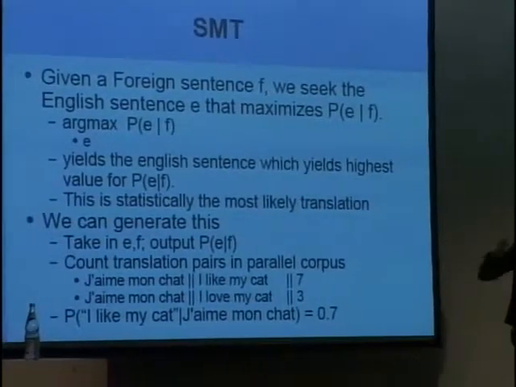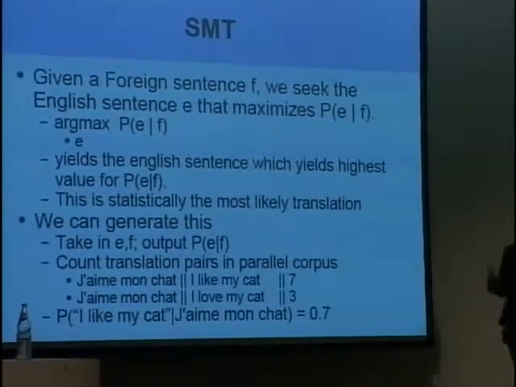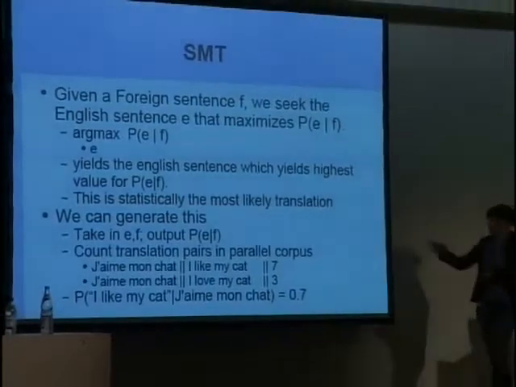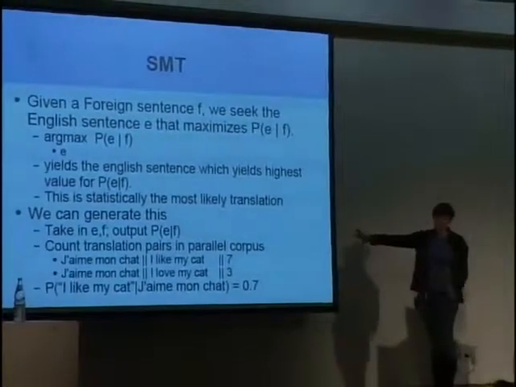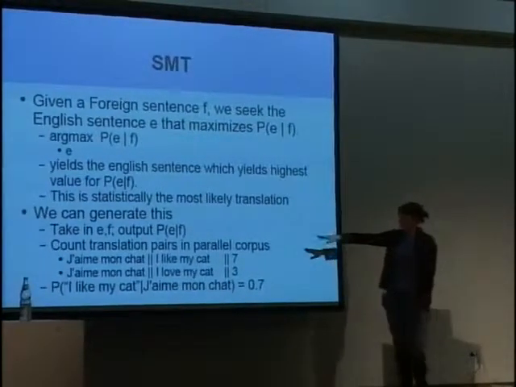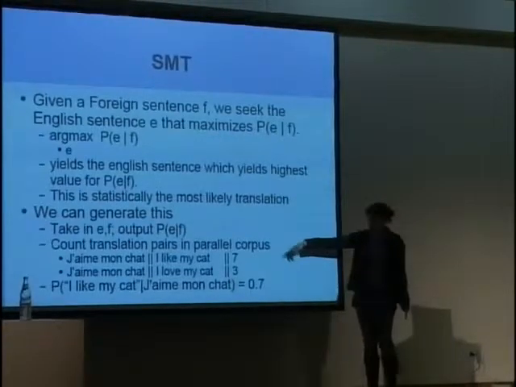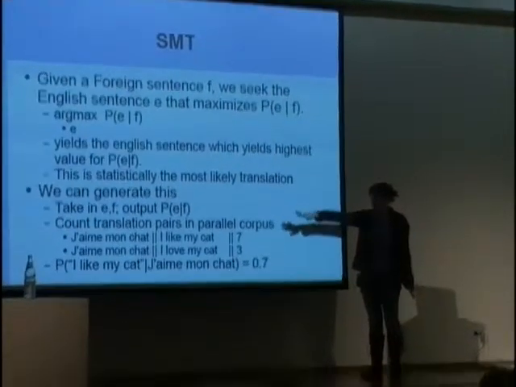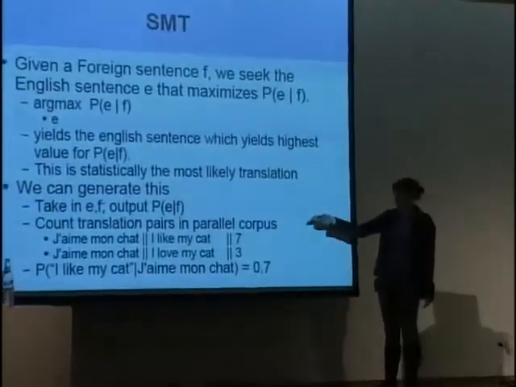And hopefully, if you've trained your system well enough, this is the best translation, the most likely best, if you have enough data and very good data. So we can generate this in a sort of easy manner. If we have, this is the table I was mentioning, translation pairs in a parallel corpus.